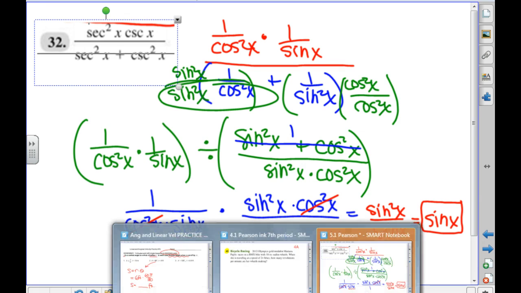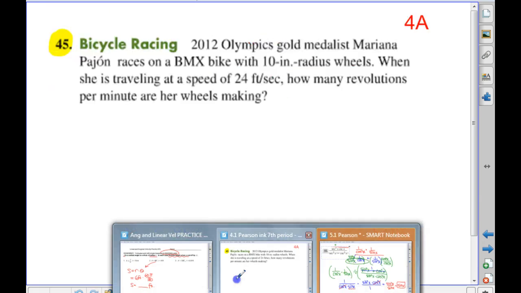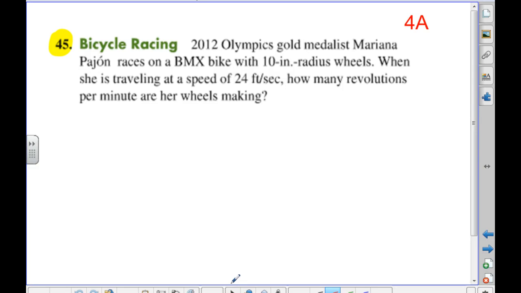I am going to switch over to this. Can we go to worksheet 4A? Worksheet 4A. Do I need to separate some juniors who can't sit by each other without talking?